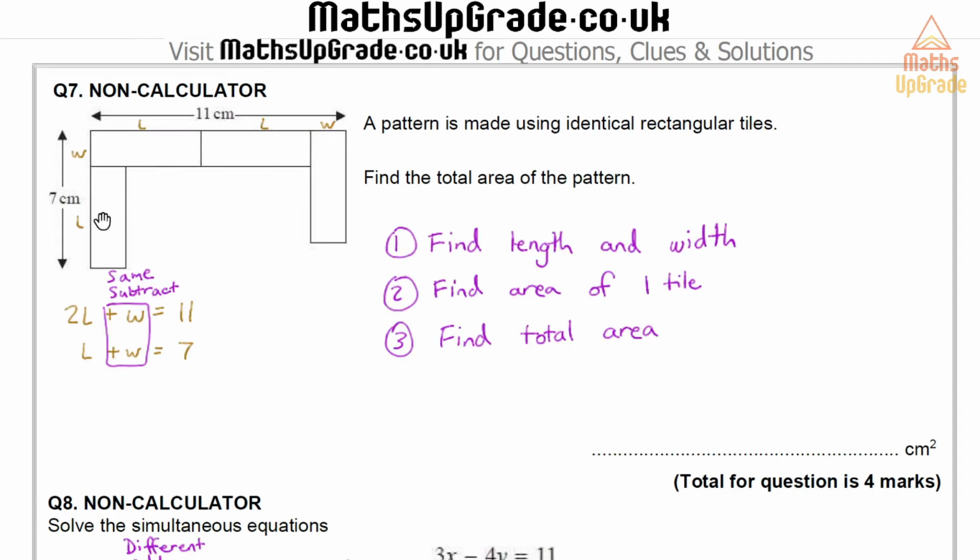Well, since the length and width of each tile I don't know, I'm labelling them with L and W. But what I do know then is that 2 lots of lengths and a width equals 11. So 2L plus W equals 11. And I can also say that 1 length and 1 width equals 7. So length plus width equals 7.